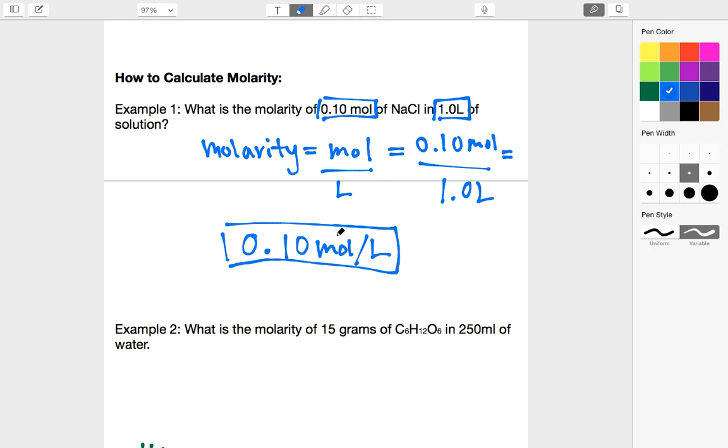A lot of the time it's a lot to write these 4, 5 symbols. So instead of writing moles divided by liters, you can also write capital M for molarity. So 0.10 capital M as the units. And that would work out as well. That's also the correct answer.